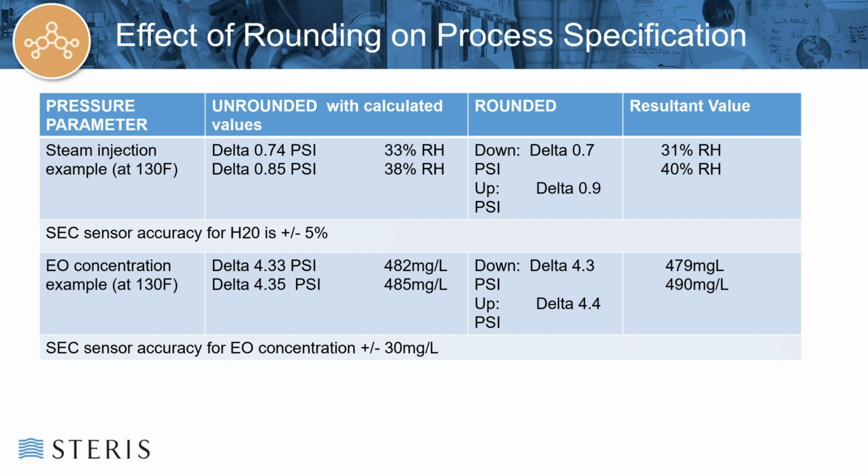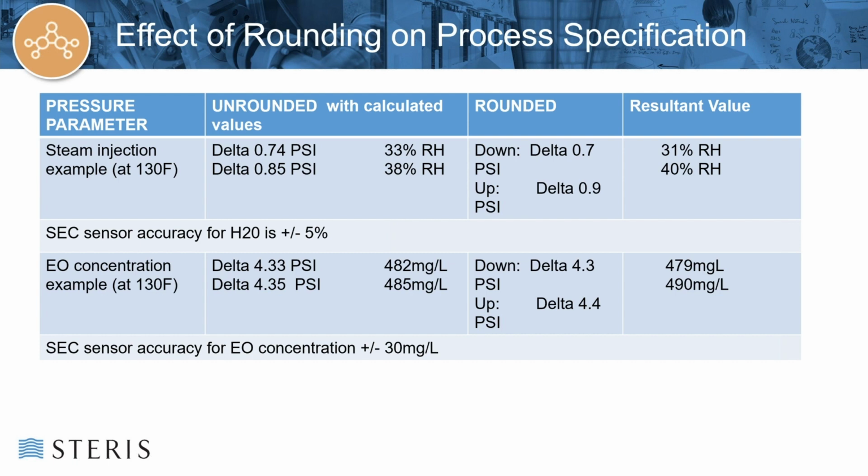The same goes for using pressure for EO concentration. That's another important aspect of our sterilization process. So let's look at how rounding affects EO concentration. If we have a delta of 4.33 psi, the calculated value is 4.82. If we round it down, it's 4.79, a difference of 3 milligrams per liter. That's less than 10% difference, and that's, if I did my math right, very, very minimal impact on your cycle. You're going to get just as much lethality at 479 as you are at 482.